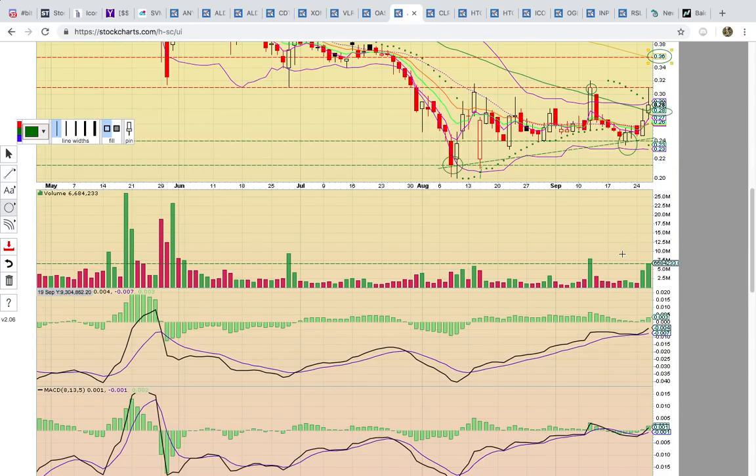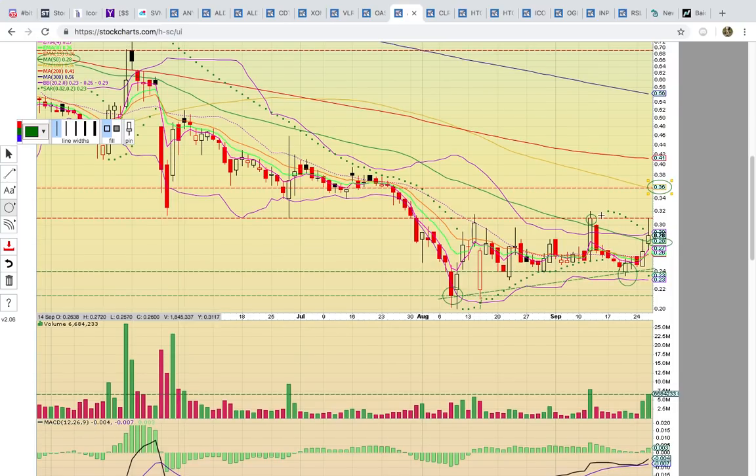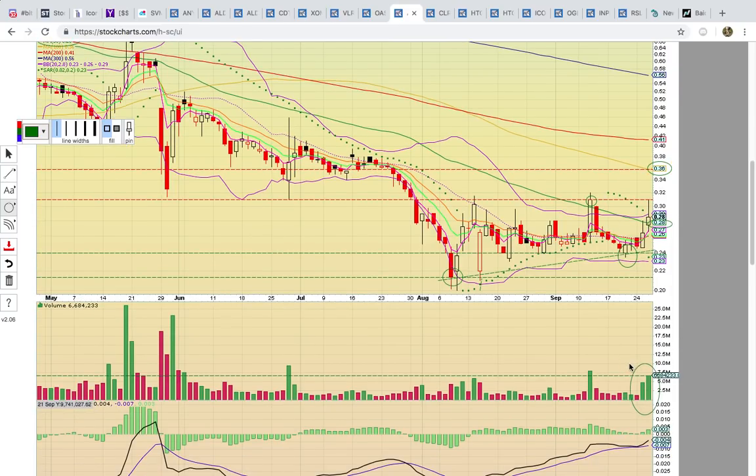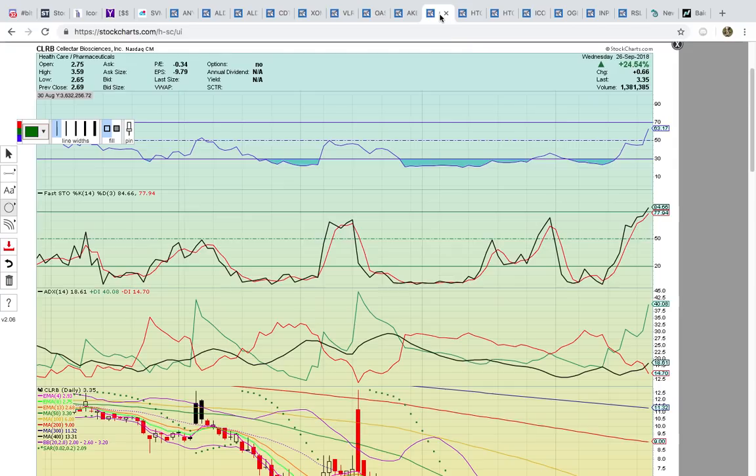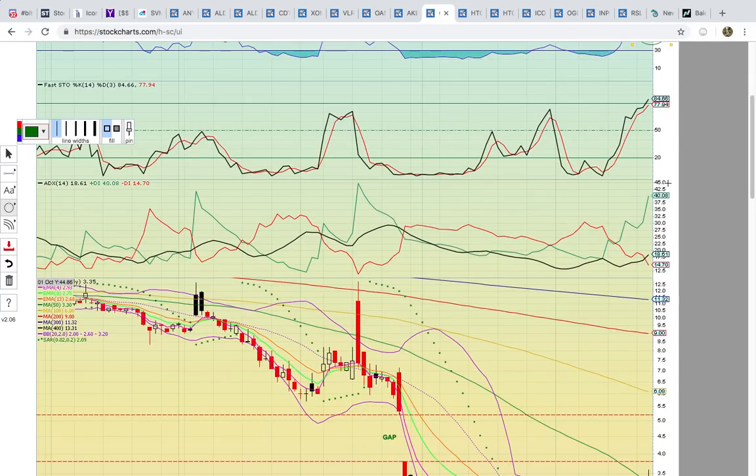Okay, yeah, so the chart is heating up, and so we'll see if it can push higher. The volume has been picking up as well. Okay, let's look at CLRB. Closed up 24% today. RSI is in the bull zone here.